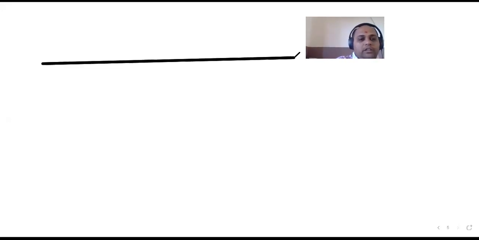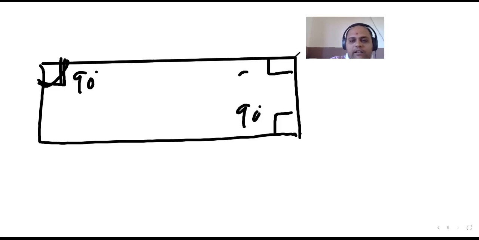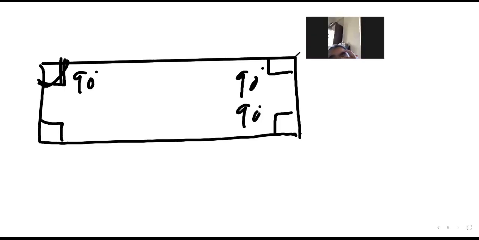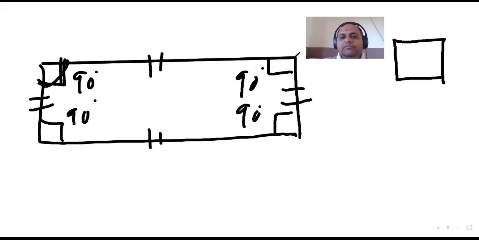In the same way, in a rectangle, all the angles are 90 degrees, and the opposite sides are the same. For a square, all the sides are the same and all the angles are 90.